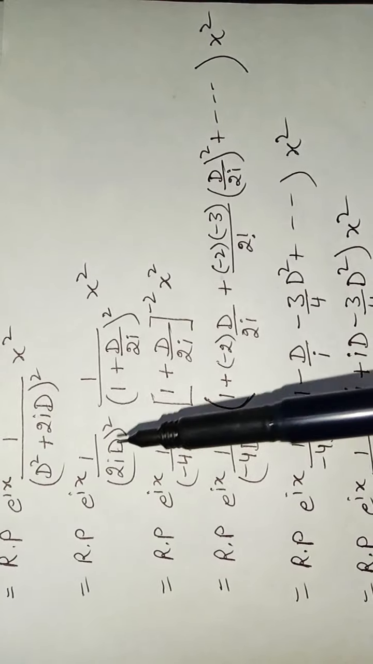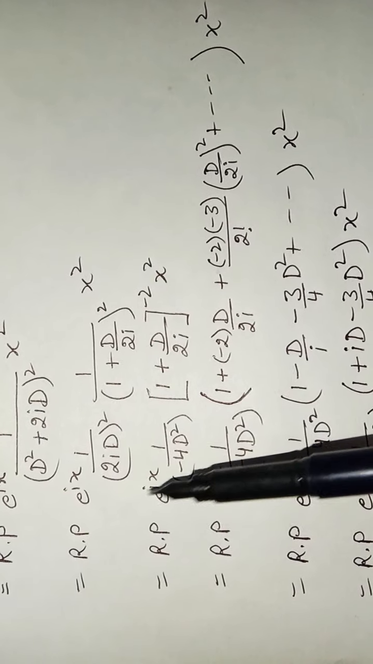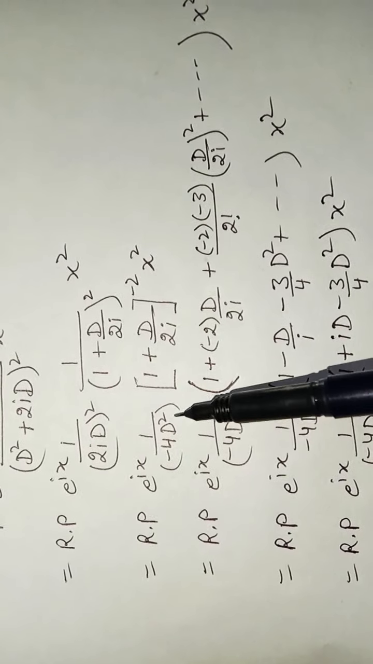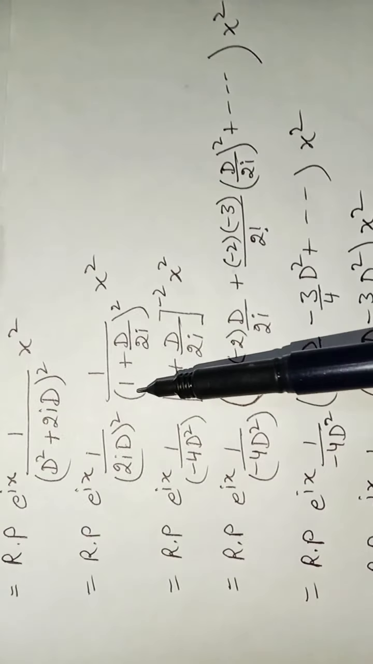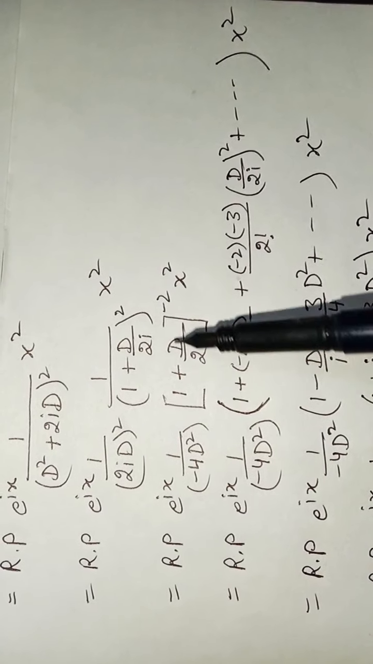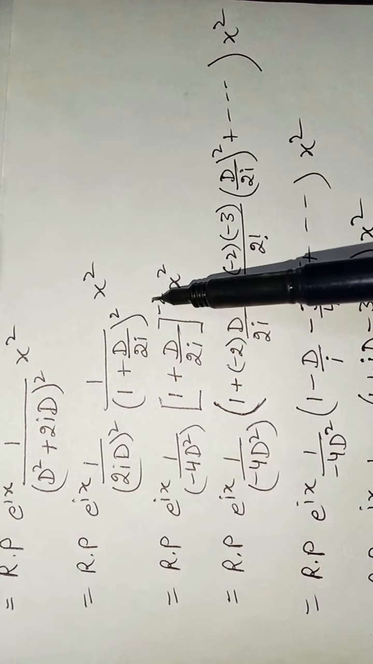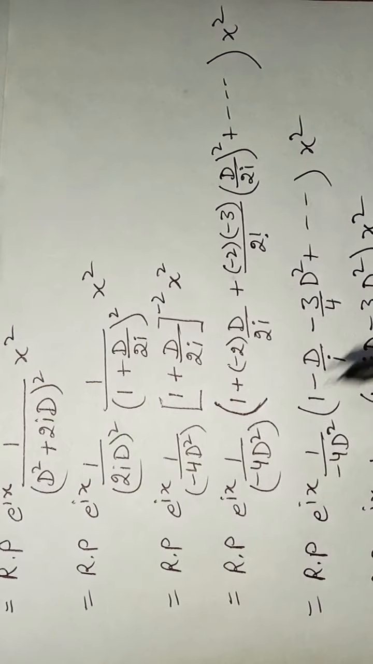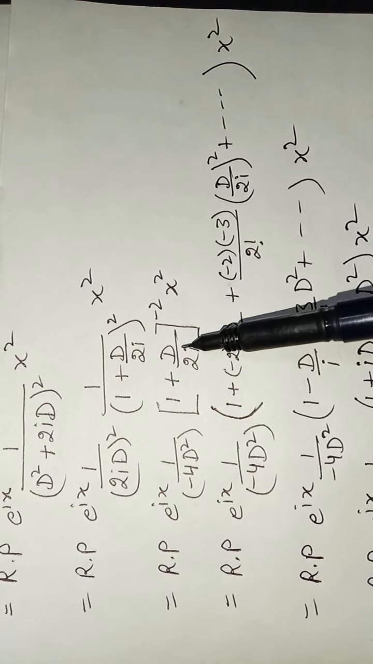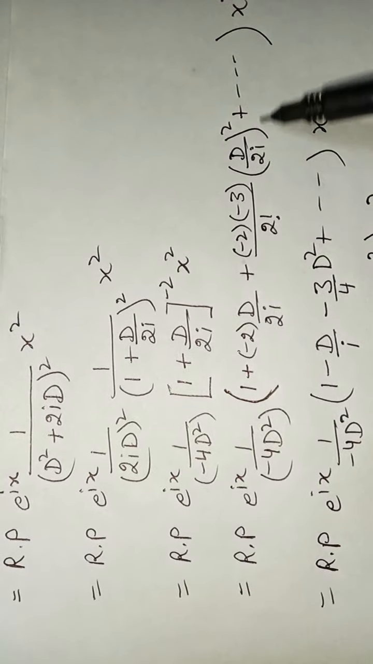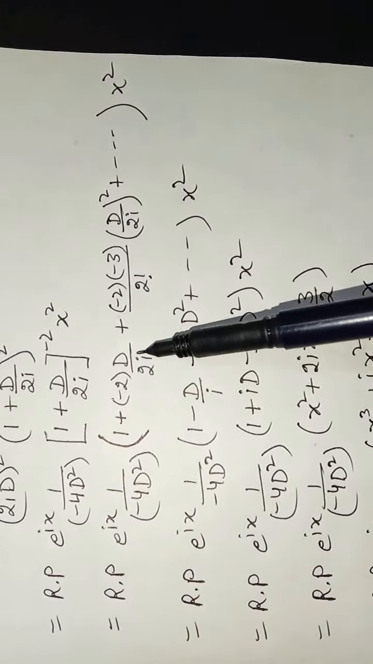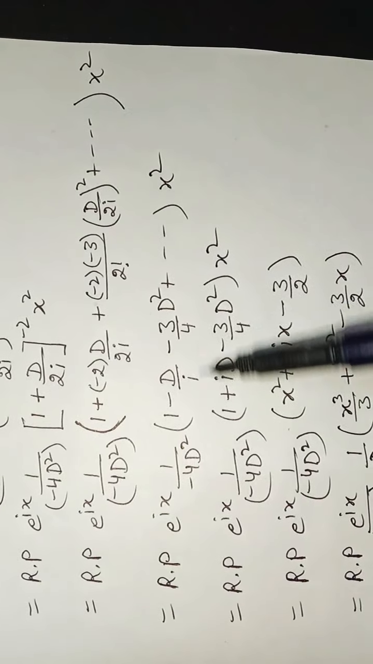So now this is just simplification. Real part of e^(ιx), 1 over 4ι² means minus 1 D², and here the square is in the denominator, so we write it as (1 + D/2ι) to the power minus 2, operating on x². So here we use the expansion of (1 + x)^(-n). So simplifying all the terms of these expansions, we have this infinite series.